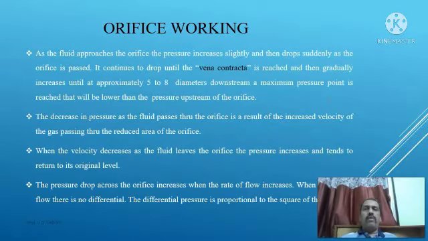Now see the working of the orifice meter. As fluid approaches the orifice, pressure increases slightly and then drops suddenly as the orifice is passed. It continues to drop until the vena contracta is reached and then gradually increases until, at approximately 5 to 8 diameters downstream, a maximum pressure point is reached, which will be lower than the pressure upstream of the orifice.